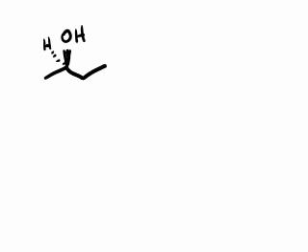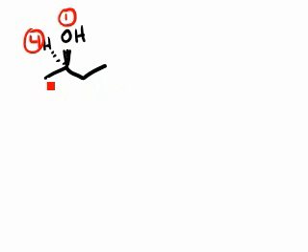And what we need to do is go through and prioritize the groups according to atomic weight. So if we make a list of what's connected to this carbon atom here, we have an oxygen, a hydrogen, a carbon, and a carbon. Oxygen has the highest atomic weight, that's going to be number 1. Hydrogen has the lowest atomic weight, that's going to be number 4.